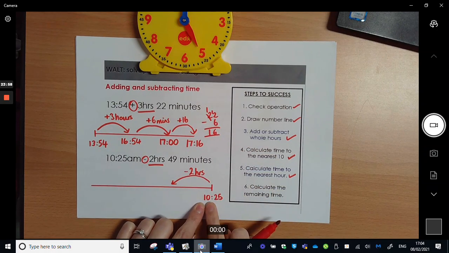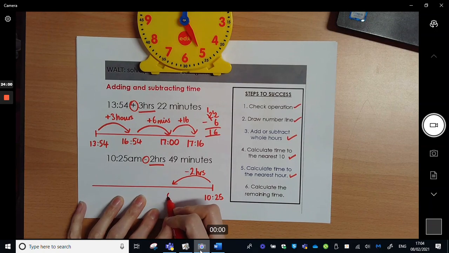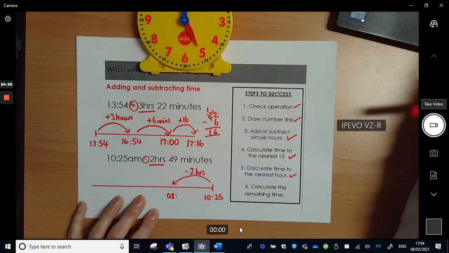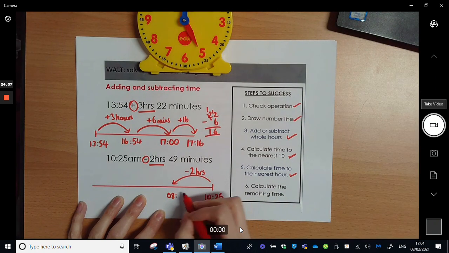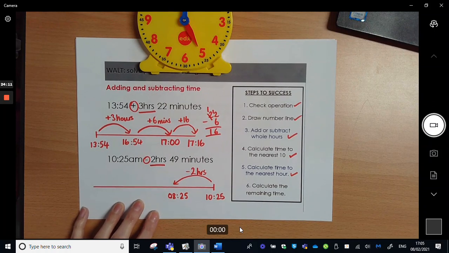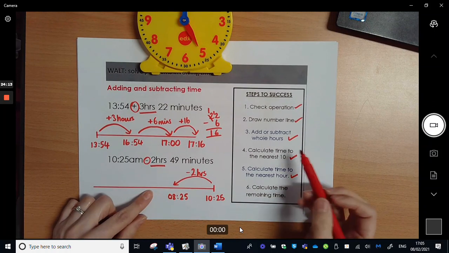So 10 take away 2 is 8. Hopefully you're saying 8. My minutes, remember, do not change. Okay? So that is still going to be 8:25. Okay, so I've done my adding and subtracting hours.